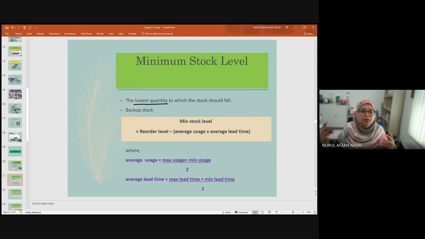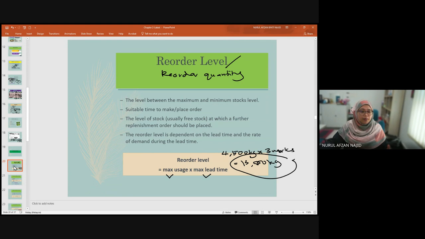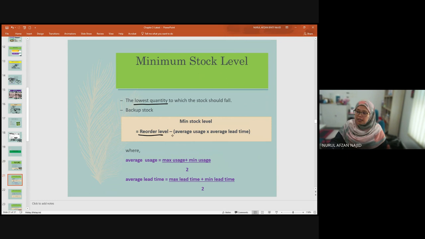So what are the formula for minimum stock level? Reorder level yang you kira tadi, 13,500 tadi tu, tolakkan dengan average usage darab average lead time. Tadi maximum, sekarang kita nak cari average. So how to calculate the average usage? Maximum tambah minimum bagi 2. How to calculate the average lead time? Maximum lead time tambah minimum lead time bagi 2.